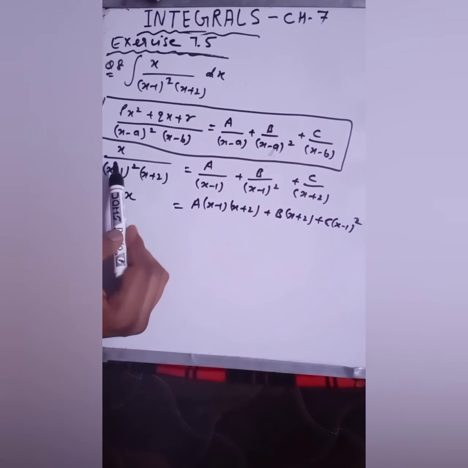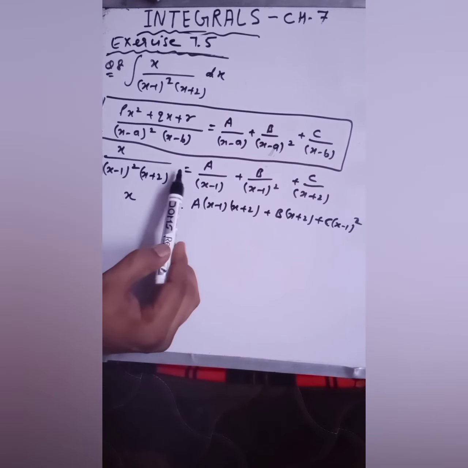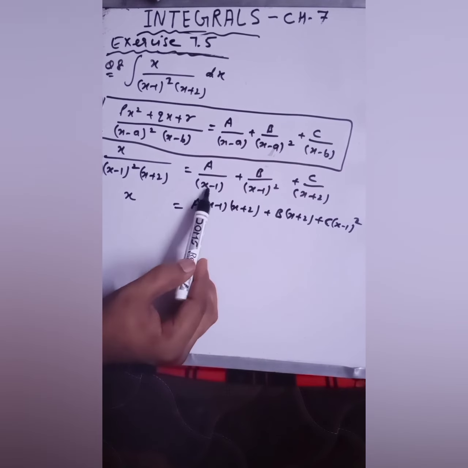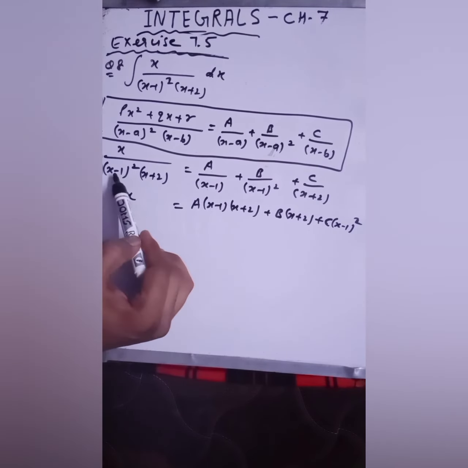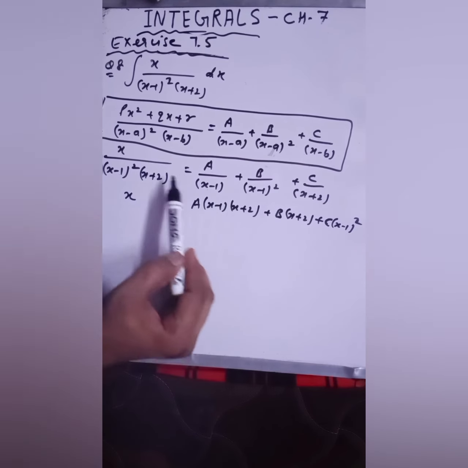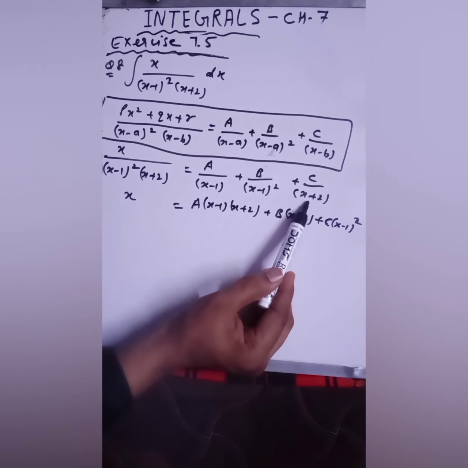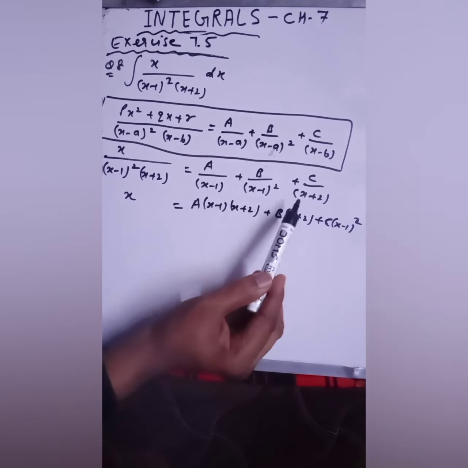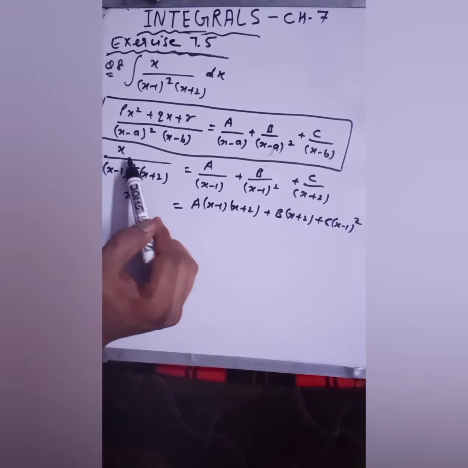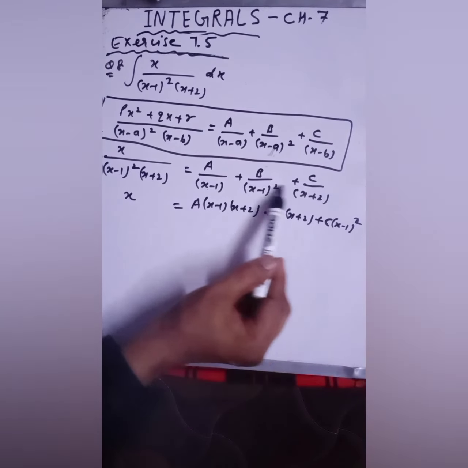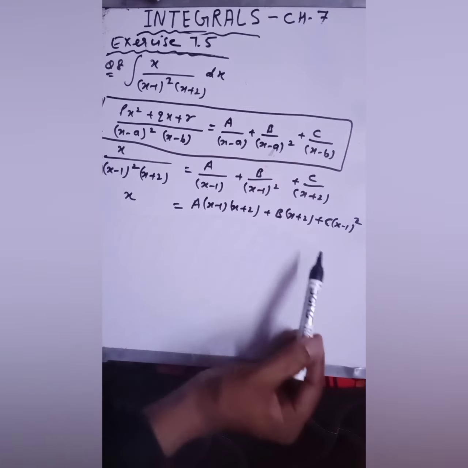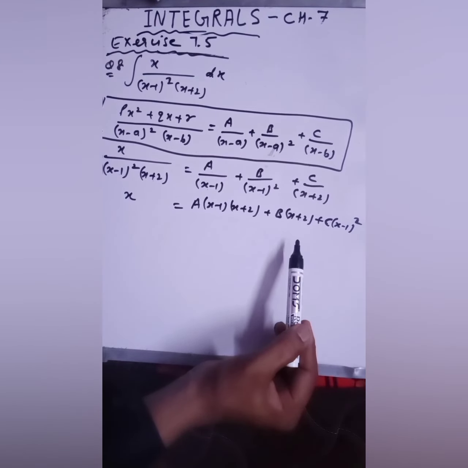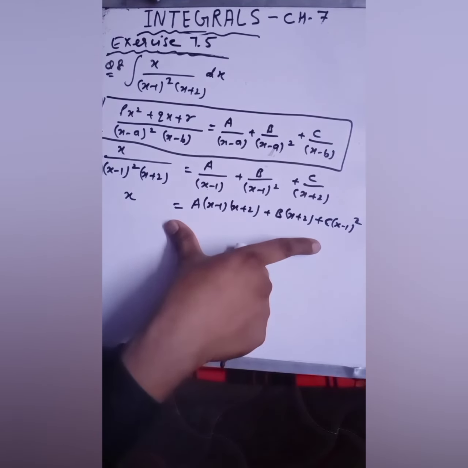So what I'm doing, I'm writing here, this is your question, that is equal to a over x minus 1 plus b over x minus 1 whole square plus c over x plus 2, like this. And now you have to take the LCM. After taking LCM, you will get this equation. The denominator terms will cancel out, so I'm not showing it. So after solving, you will get this equation.